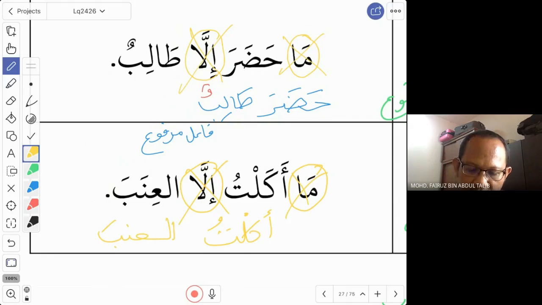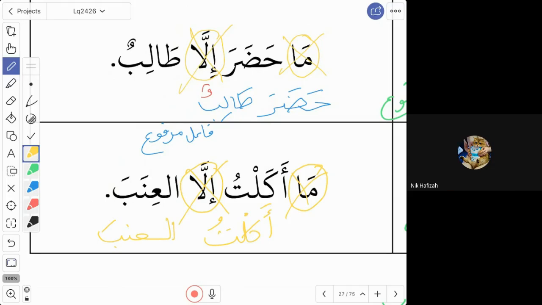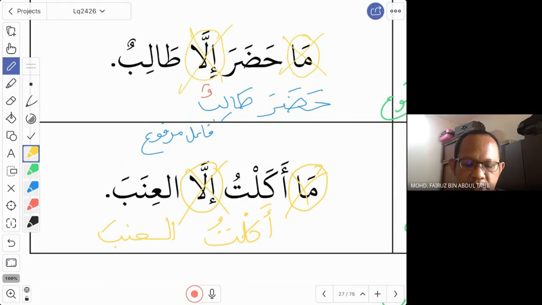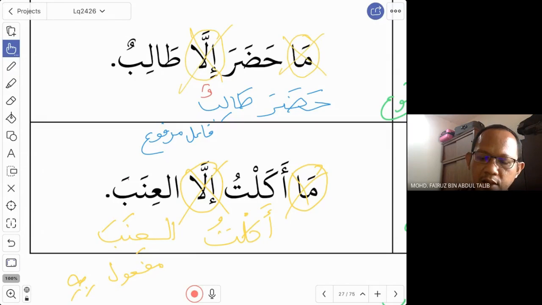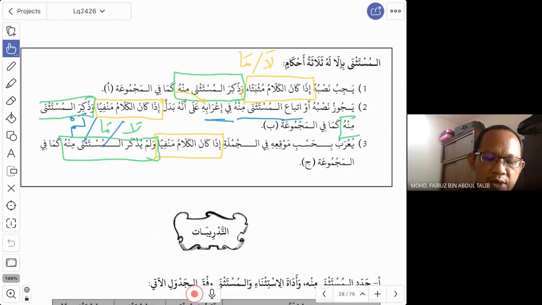So how do we read the word al-inab? And why do we read so? Yes, al-inaba. Why do you say al-inaba? Yes, correct. Maf'ulun bihi. Because this is maf'ulun bihi, and since maf'ulun bi, it is mansub. That is why we say al-inaba. So when you put the two words ma and illa again in the jumlah, the word is still al-inaba. Ma akaltu illa al-inaba. I only eat grape. Okay, this is the third hukum of al-mustasna minhu. So now we have covered all the three hukum of al-mustasna minhu.